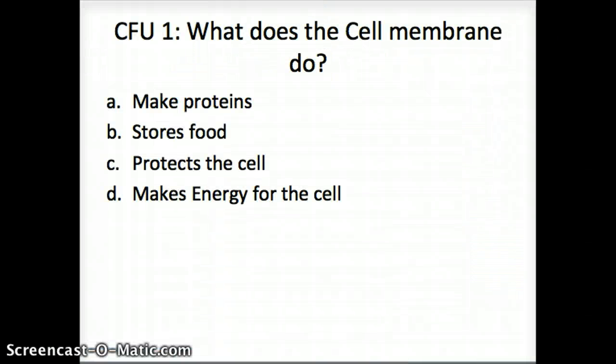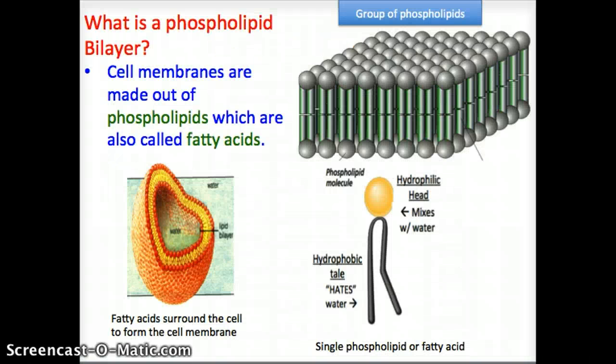CFU1, what does the cell membrane do? A, make proteins. B, stores food. C, protects the cell. D, makes energy. Answer this question now. Press pause, fill in the blanks.